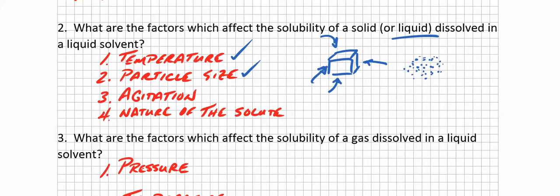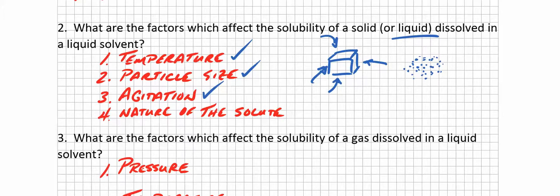Next is agitation. What do we mean by that? Well, I think we're all familiar with, as children, drinking chocolate milk, from making chocolate milk with powder and dissolving it. And one of the things that we did was we agitated it. We did it with a spoon. We stirred it. So agitation, moving it around, moving the solute and solvent around in the solution are going to increase the solubility. So agitation is another important factor affecting solubility.